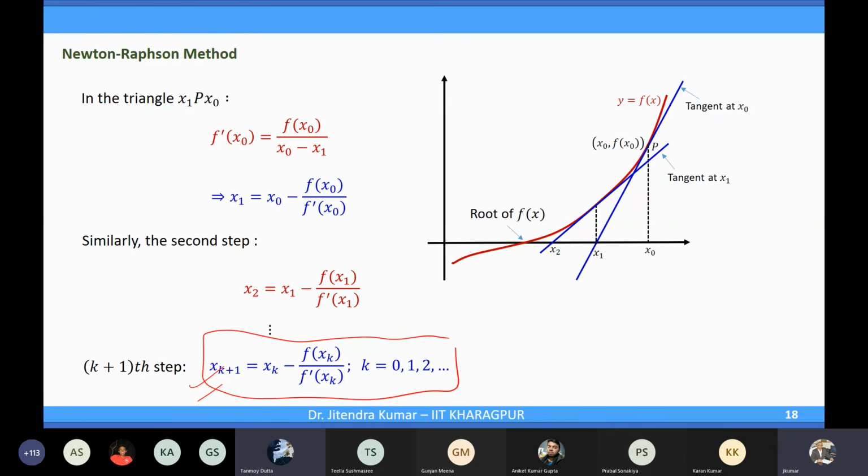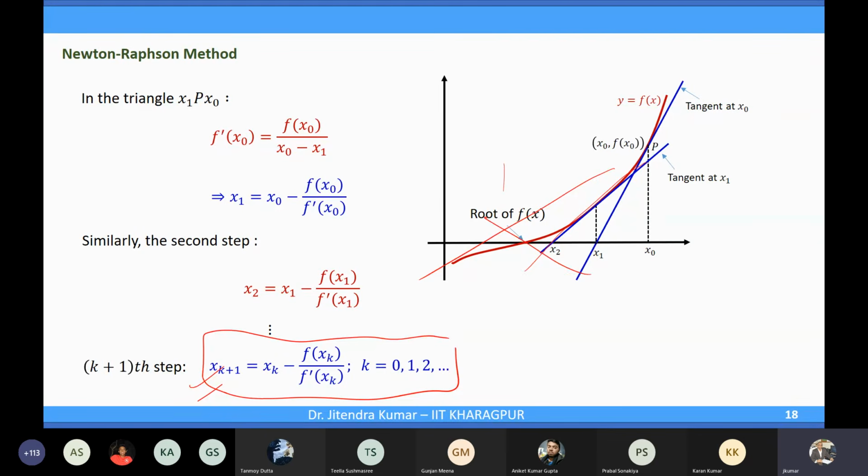Suppose the root of f(x) is at x, and we have started with an initial guess to the right of the root. Can it happen that as we are conducting the Newton-Raphson method, the guesses may go to the other side of the root? Yes, it can happen. It can go to the other side, and then again it will come back.